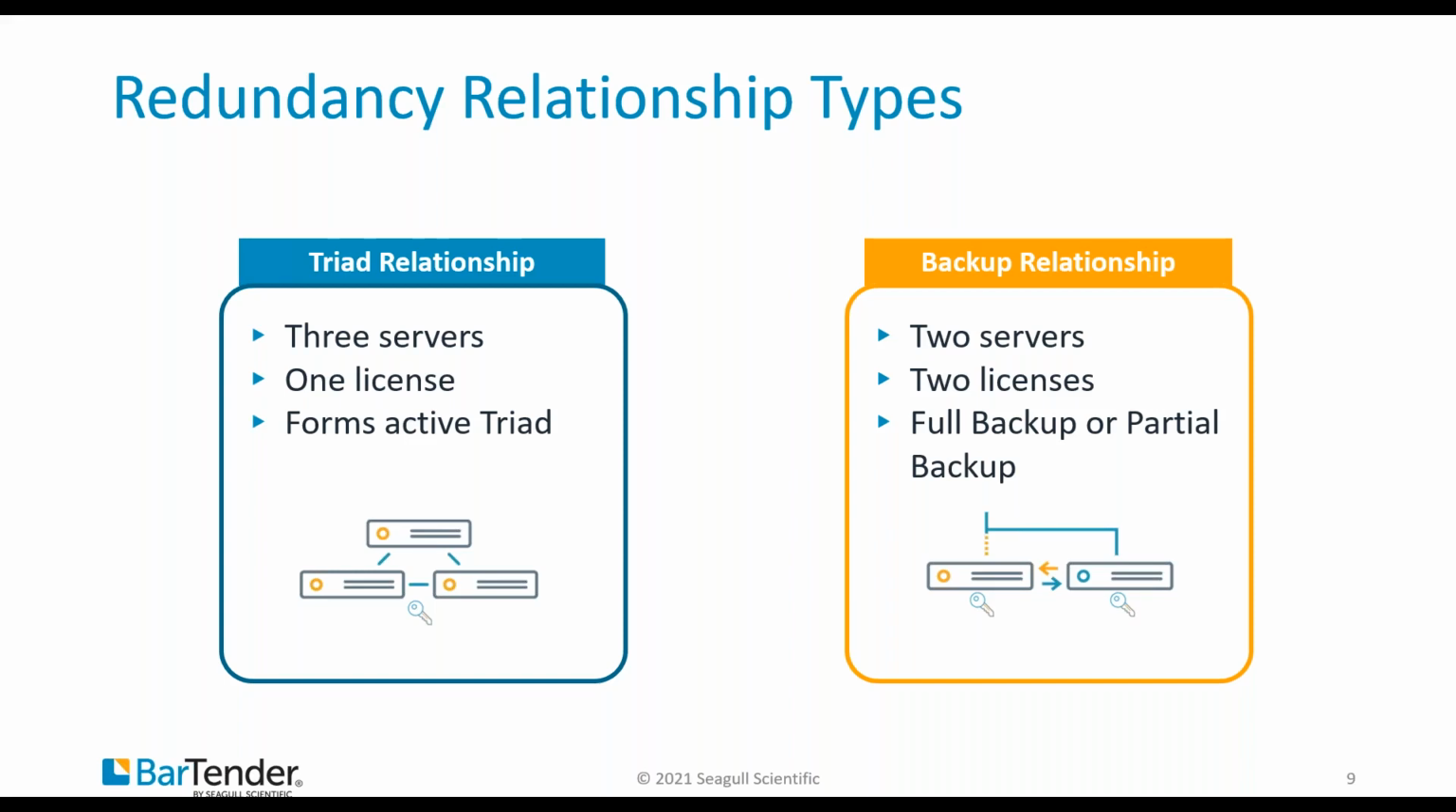product key code. A backup server relationship requires only 2 servers, each running a license server that hosts its own license, so 2 product key codes. And each of those are fully operational and discrete, so they can operate on their own. They don't have to operate in a Triad type of environment. So this requires a BarTender Enterprise license for each of the 2 license servers.